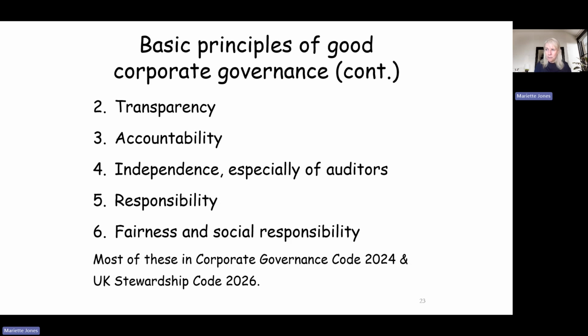Further principles of good corporate governance include accountability. That would mean accountability of the directors to stakeholders, sometimes more stakeholders than just the shareholders. Independence, especially independence of auditors. Fairness, responsibility. So responsibility, once again, to whom? It could be to the shareholders, but also to employees, creditors, environmental responsibilities, etc. And then finally, there's also the notion of fairness and responsibility, which goes further than the traditional corporate governance principles. And we'll look at that at the end of this lecture.